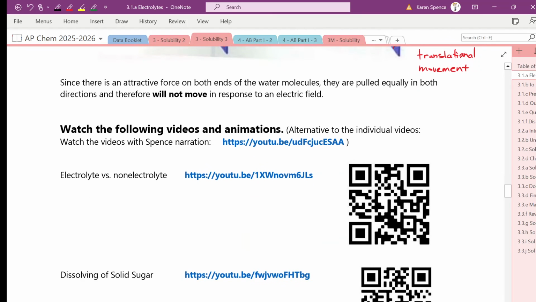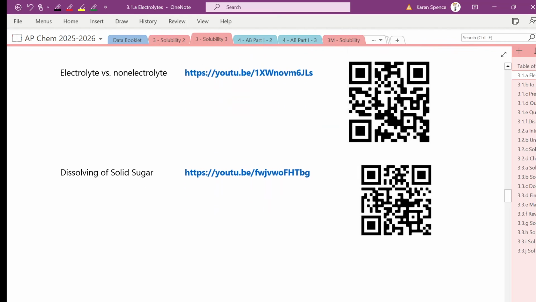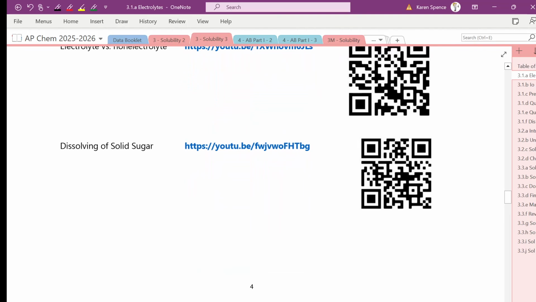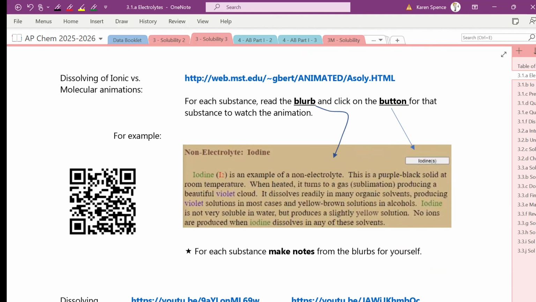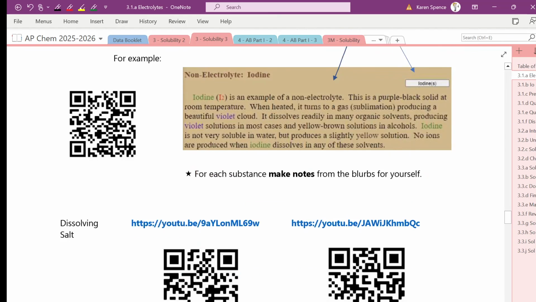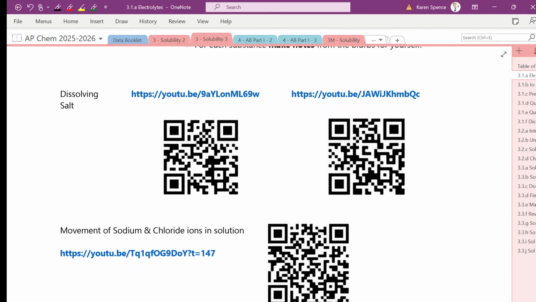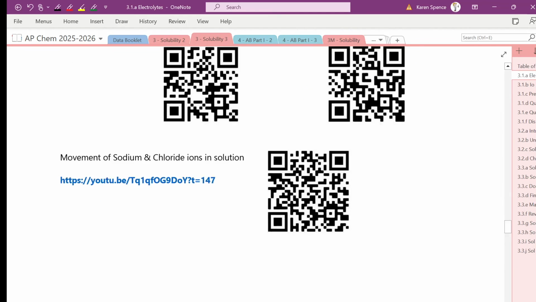We are not going to watch the video on electrolyte versus non-electrolyte. It is just the conductivity apparatus, which you guys have already seen in person. We're not going to watch dissolving solid sugar because it just shows the sugar molecules separating from one another. It's not even a very good video. We're not going to watch this because I don't even think it works anymore. Dissolving salt. Do we need to watch dissolving salt, or do we already know that? We know that. Thank you.